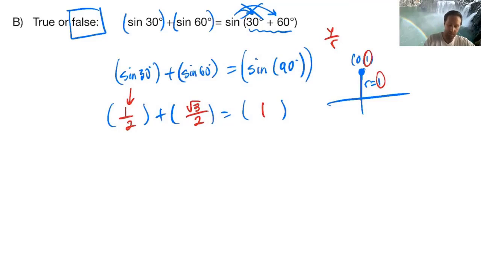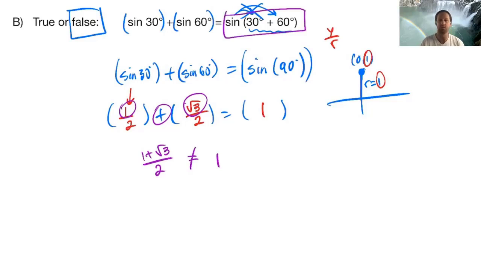Now, the only time that we can add is when we have like terms. So when I add these halves together, I'll take 1 plus root 3, which is 1 plus root 3, which is definitely not equal to 1, because the top would have had to have been a 2 in order to make this true. Okay? So the point of this example, this demonstration, was that you cannot distribute trig functions. They don't work like normal variables. They are functions. Okay, a little bit different.